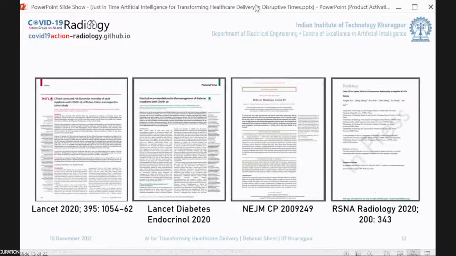Now, this is not so hard to find out. So what was done is very simple. We searched through a lot of medical literature which was getting published around this time. So we had tons of them.